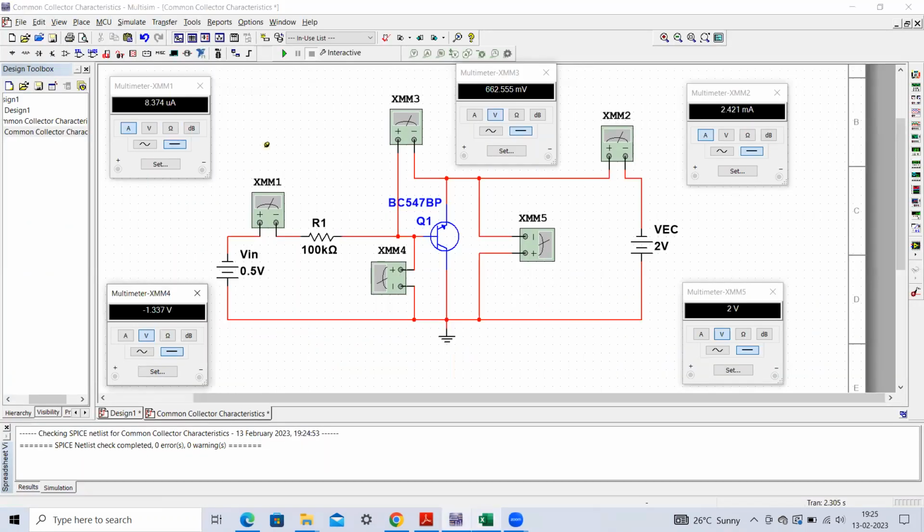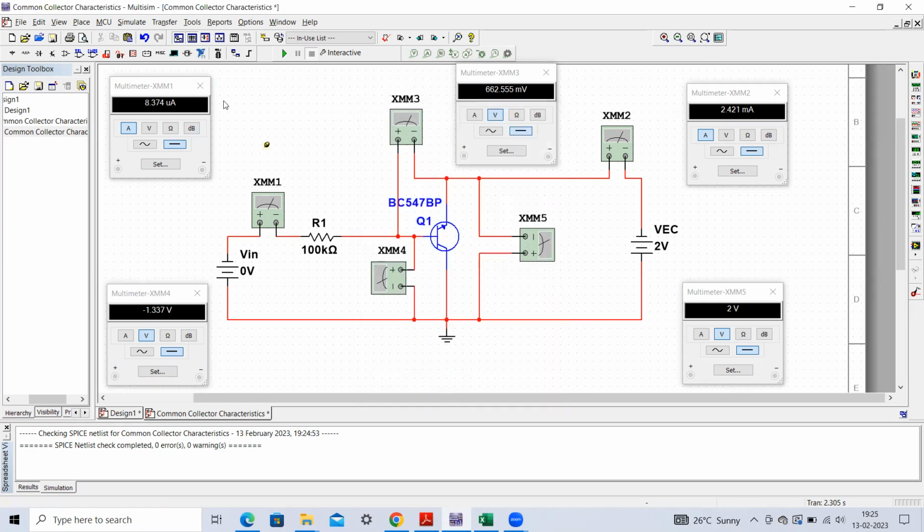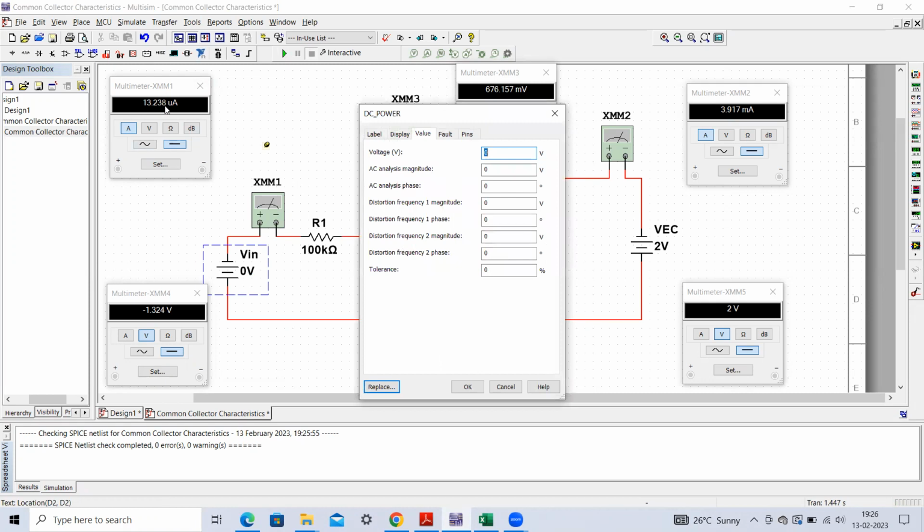Before that, one more observation you can make here is when we made it 0.5, you can see this base to emitter drop is around 0.6 volt, 0.662 volt, and therefore we are getting a significant current. When it was 0 volt, you can see this base to emitter voltage drop is around 0.676, so it is near about 0.7. So this transistor is already in the on condition, and therefore we are getting a significant amount of current. Once you start increasing this voltage, you have already observed this current is decreasing.